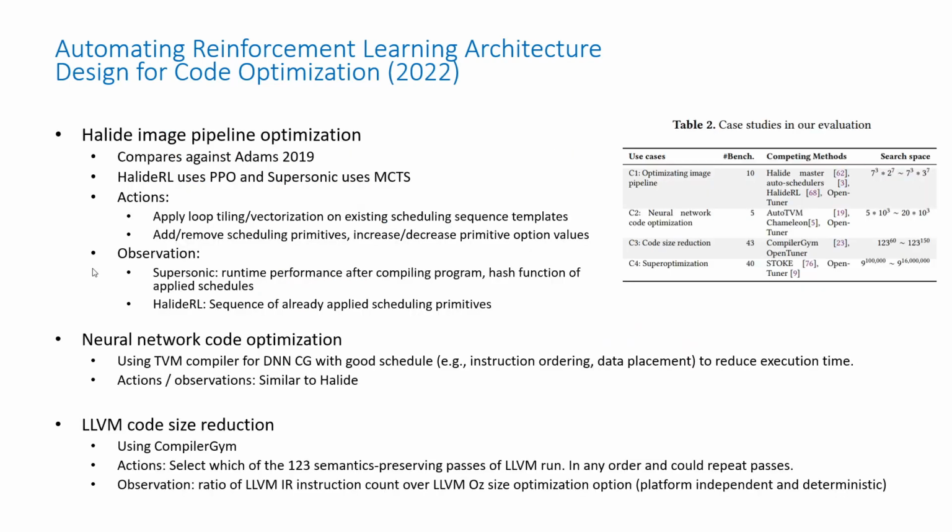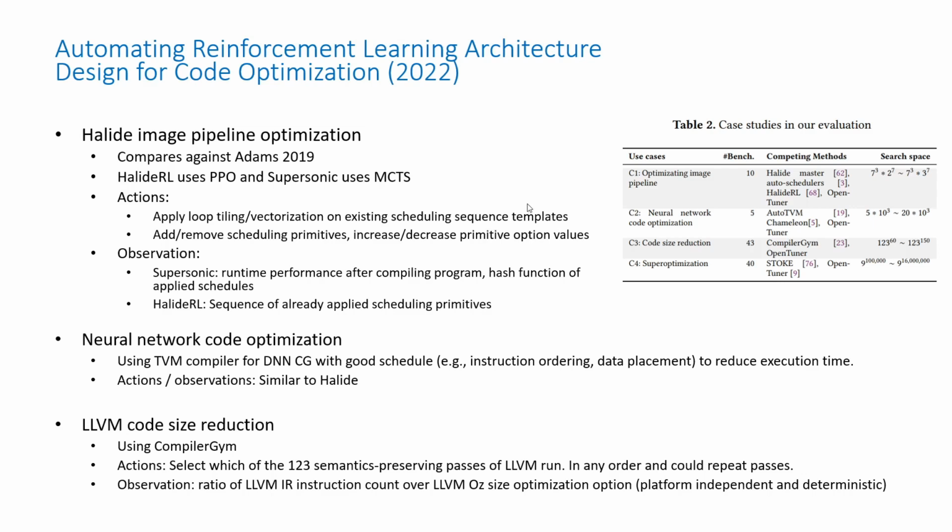Okay, let's take a closer look at the different benchmarking cases of the paper. The first one is Halide image pipeline optimization. They're comparing against Halide reinforcement learning, which uses PPO, and Supersonic is using Monte Carlo tree search. The actions are going to be applying tiling and vectorization on existing scheduling sequence templates.